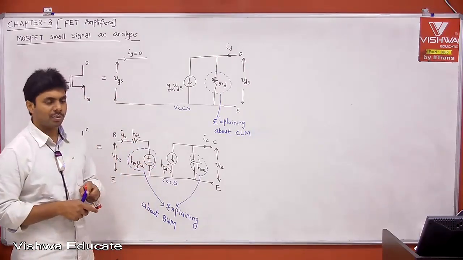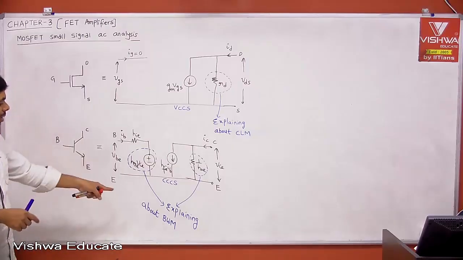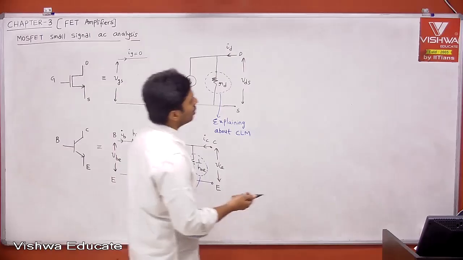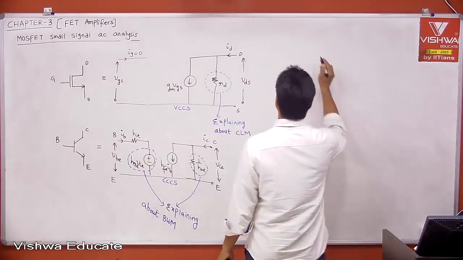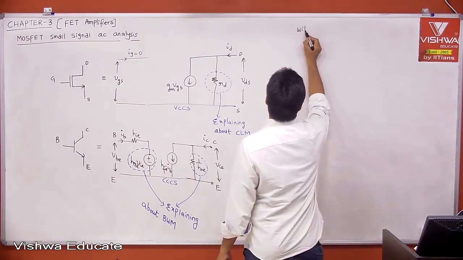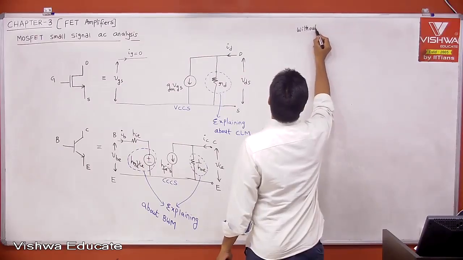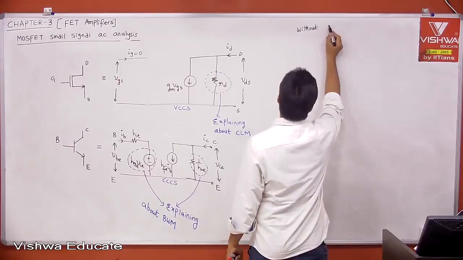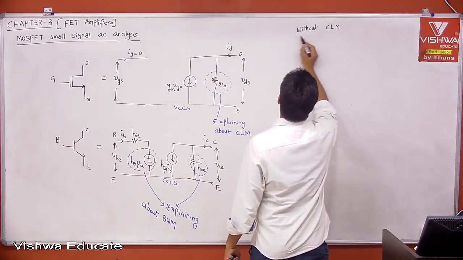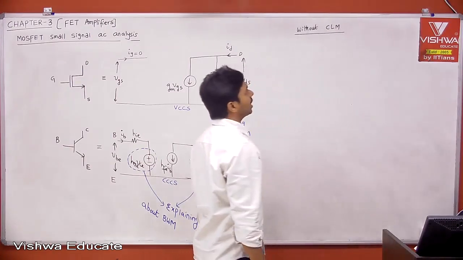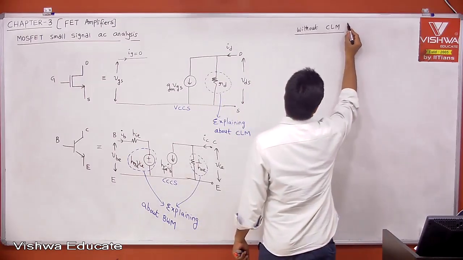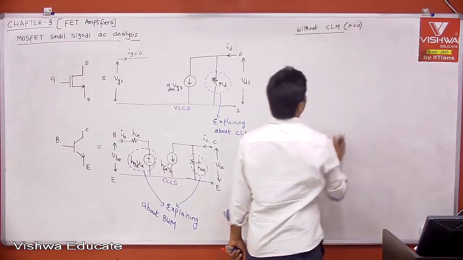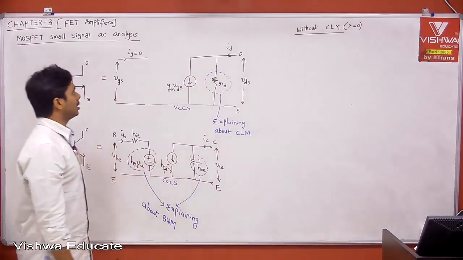But I am taking only the H parameter model, and this includes base width modulation or channel length modulation. Now I can give you another model without channel length modulation. Therefore, now the model without second order effect, or higher order effect, is nothing but without channel length modulation. I am going to explain that later. Therefore, this is where lambda is equal to 0. There is no channel length modulation.